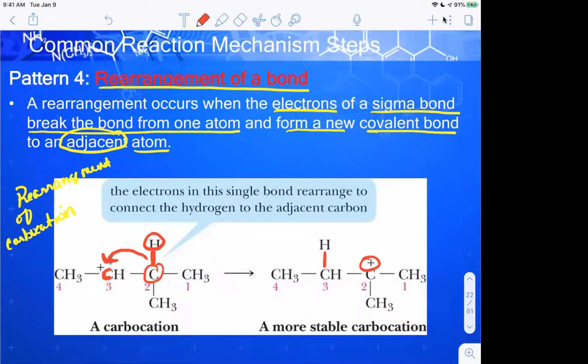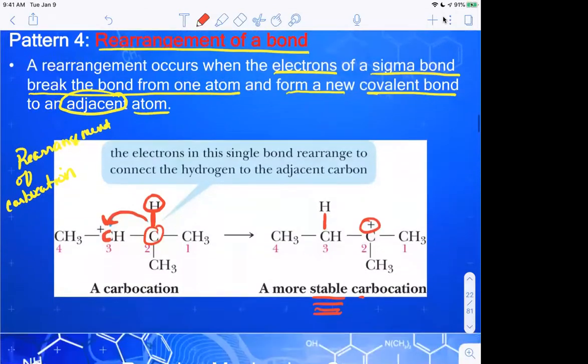Now, the driving force for this rearrangement is that this carbocation is more stable. So I increase the stability, I lower the energy by doing this hydride shift, and I form a new, more stable carbocation. So we're going to look at all of these different patterns in the context of how we do different reactions in the coming chapters.